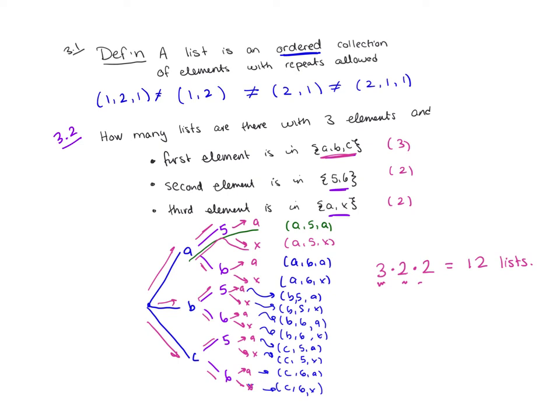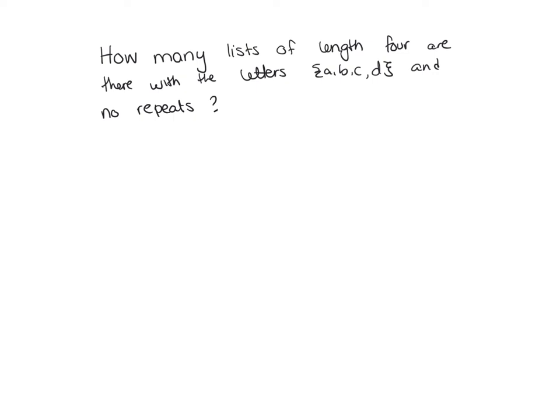Okay, so this is sort of a related question. And again, we want to think about how many lists we can have. Now we have length 4. And the options are the letters A, B, C, and D. And there's no repeats. So again, the first letter can be A or B or C or D. So let me give myself some space here. So that's my first option.